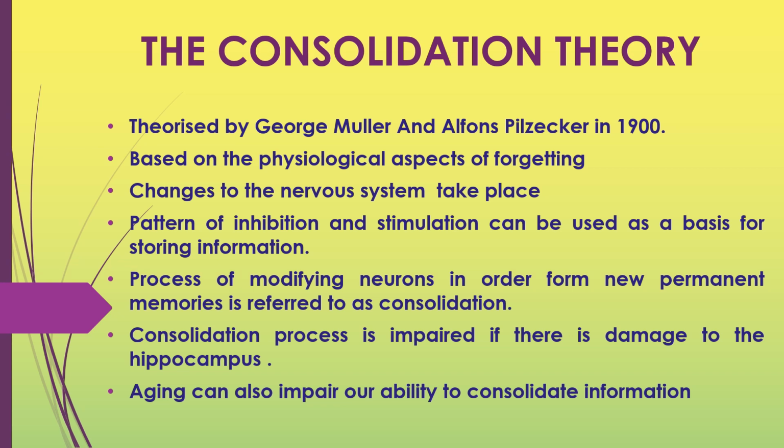Consider a network of neurons, all connected via synapses. There will be a pattern of stimulation and inhibition. It has been suggested that these patterns of inhibition and stimulation can be used as a basis for storing information. This process of modifying the neurons in order to form new permanent memories is referred to as consolidation. There is evidence that the consolidation process is impaired if there is damage to the hippocampus. It is the region of the brain where this consolidation takes place.